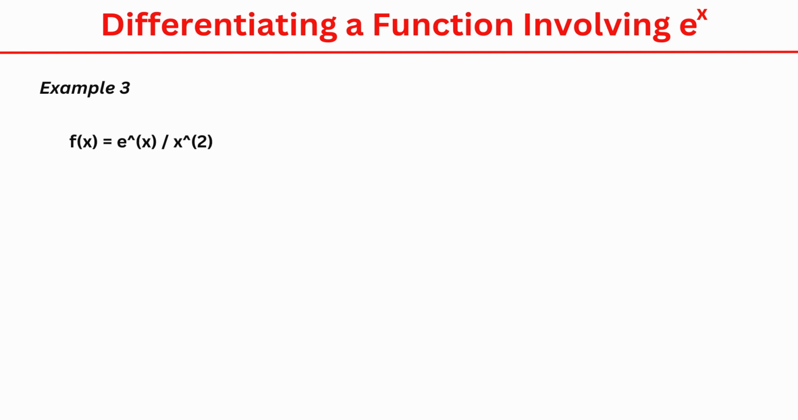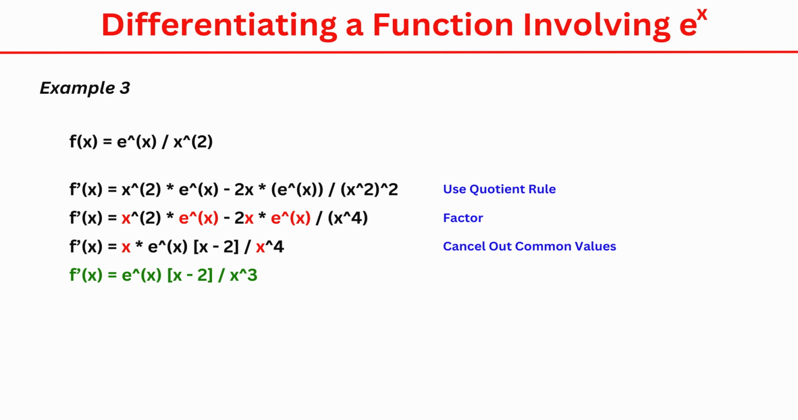Here's another example. f(x) equals e to the power of x divided by x to the power of 2. You can use either the product rule or the quotient rule to solve this question. As the product rule was used in the previous question, we will be using the quotient rule to demonstrate. So, using the quotient rule, it's going to be x to the power of 2 times e to the power of x minus 2x times e to the power of x, divided by x to the power of 2 to the power of 2. We can simplify this new expression by adding the exponents of the denominator together to get x to the power of 4. Then we can factor out x and e to the power of x since they're common. This leaves us with the answer e to the power of x times x minus 2, divided by x to the power of 3.